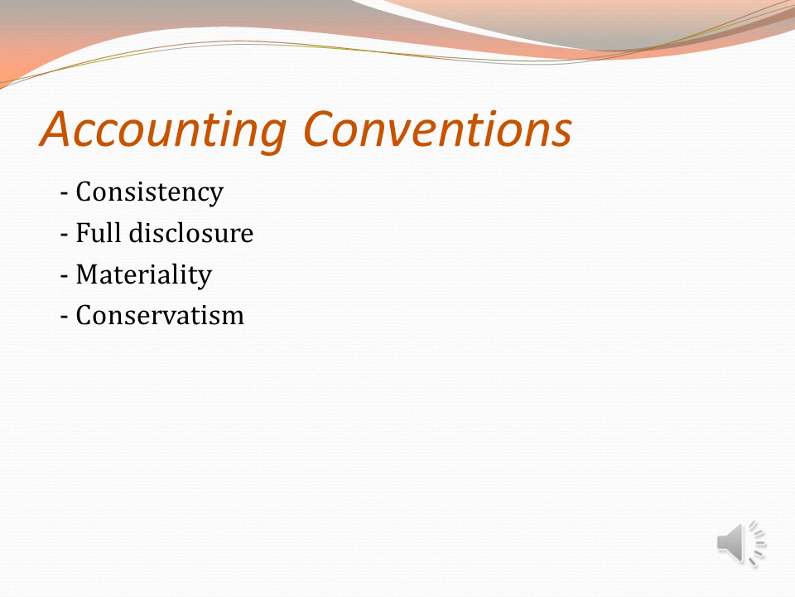Now, the next topic is accounting conventions. This is the list of accounting conventions. There are four main accounting conventions: convention of consistency, convention of full disclosure, convention of materiality, convention of conservatism.